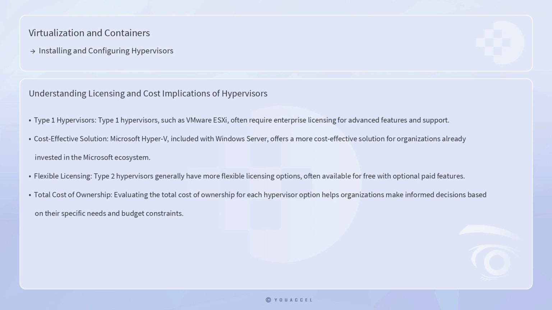In addition to technical configurations, understanding the licensing and cost implications of hypervisors is crucial. Type 1 hypervisors, such as VMware ESXi, often require enterprise licensing for advanced features and support. Microsoft Hyper-V, included with Windows Server, offers a more cost-effective solution for organizations already invested in the Microsoft ecosystem. Type 2 hypervisors generally have more flexible licensing options, often available for free with optional paid features. Evaluating the total cost of ownership for each hypervisor option helps organizations make informed decisions based on their specific needs and budget constraints.